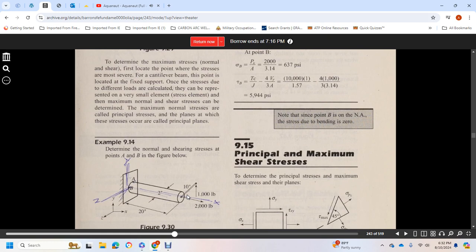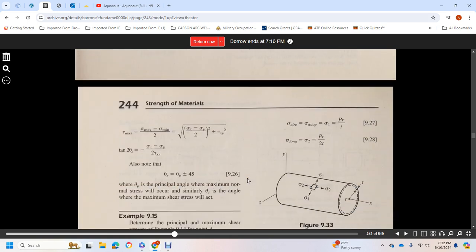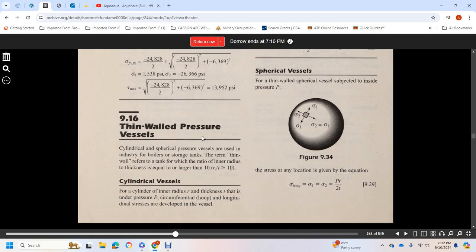Alright, 9.15, principal and maximum shear stress. To determine the principal stresses and maximum shear stress and their planes, use the following equations. Here the principal angle is where the maximum normal stress will occur, and the similar shear angle is where the maximum shear stress will act.